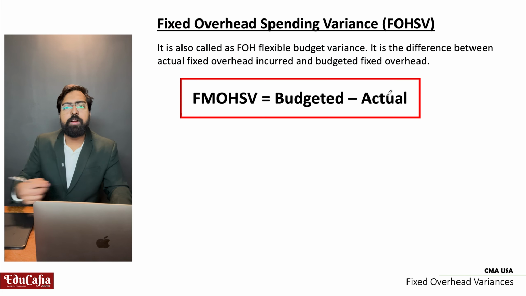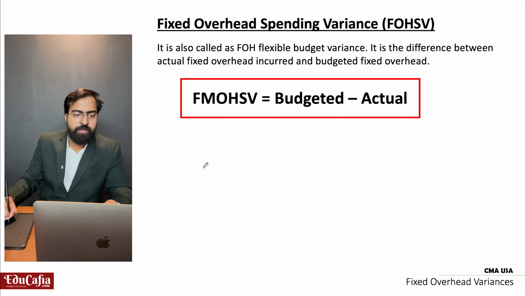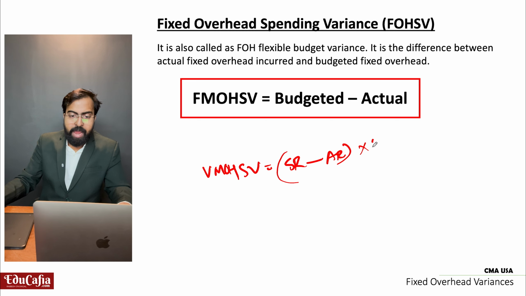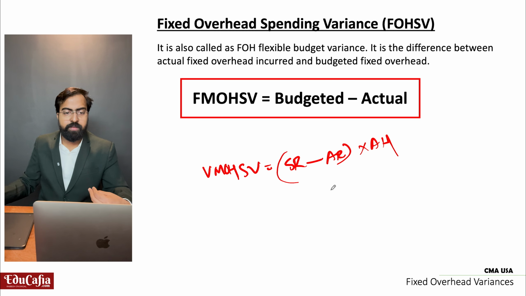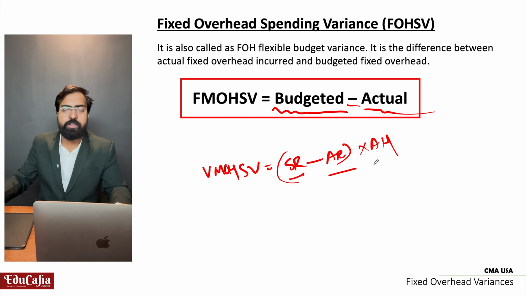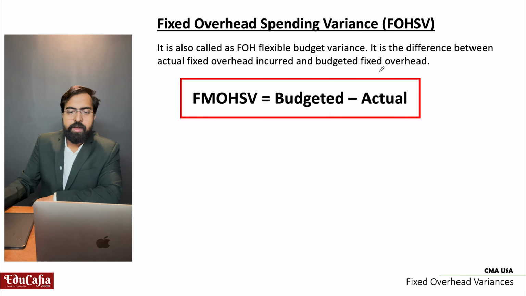So first we will discuss spending variances. See, directly if you look at the equation, what was the variable manufacturing overhead spending variance? Standard rate minus actual rate into actual hours. Here there's nothing like that, directly it is asking budgeted minus actual. Why is there no standard rate? Why is there no actual rate? Why is there no actual hour? See, here it is asking about spending variances.